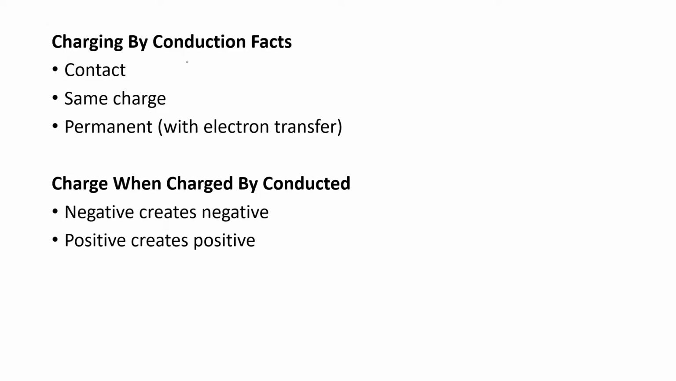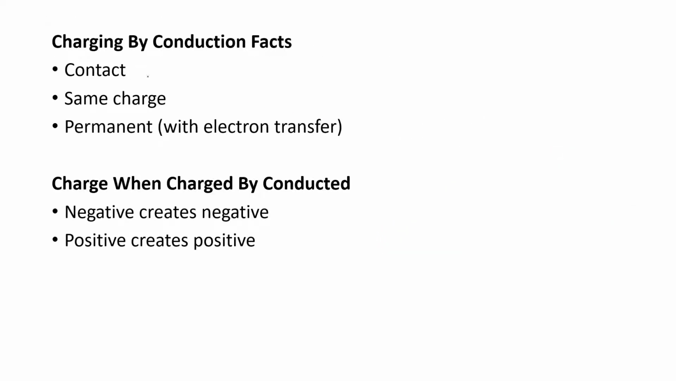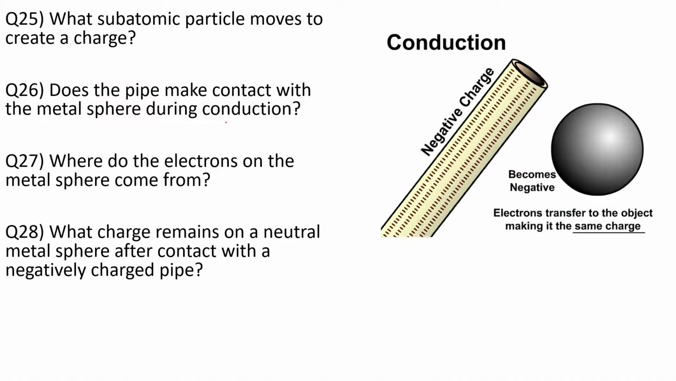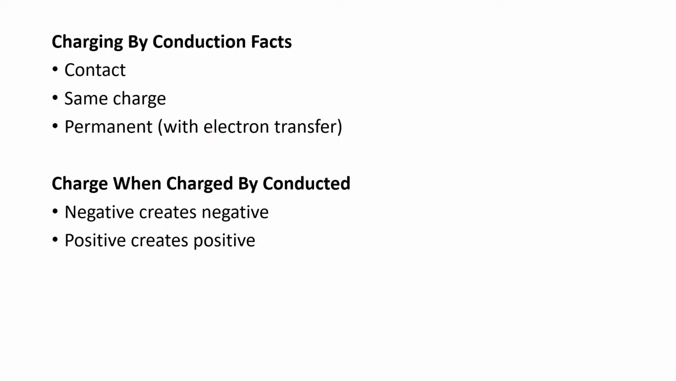So charging by conduction, you have contact. Right here, contact. You actually hit that object. It induces the same charge. Notice how this becomes negative from a negative object. And it's permanent because there's actual transfer of electrons. Negative creates negative, positive creates positive.